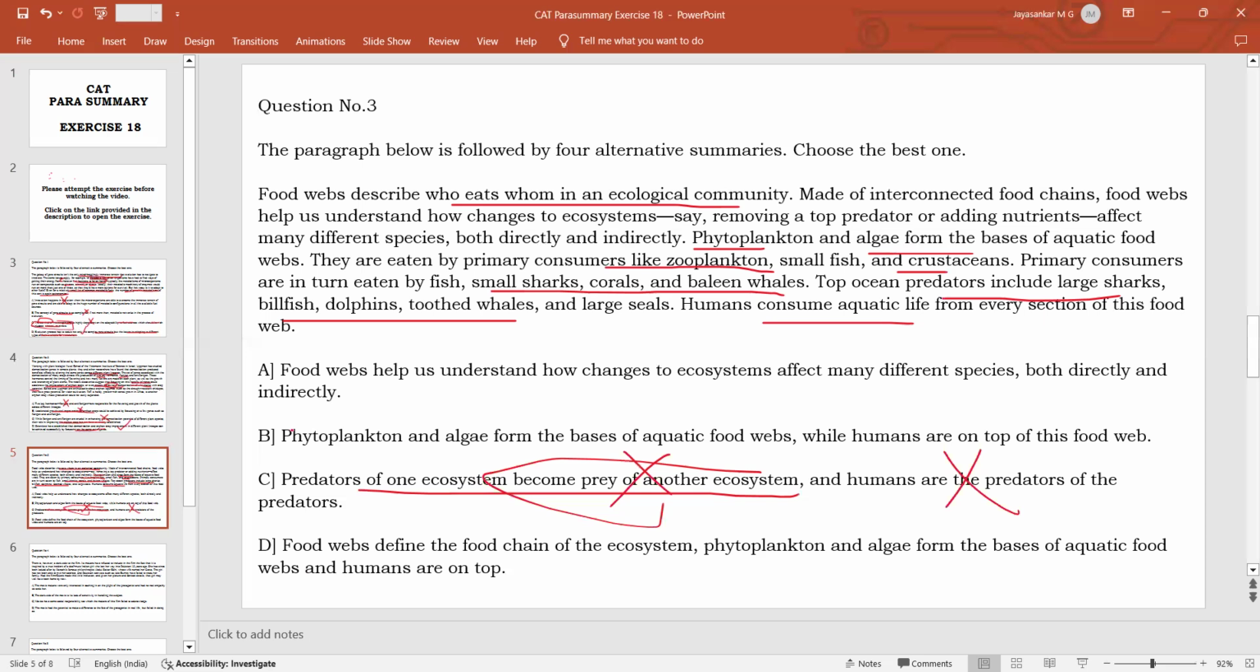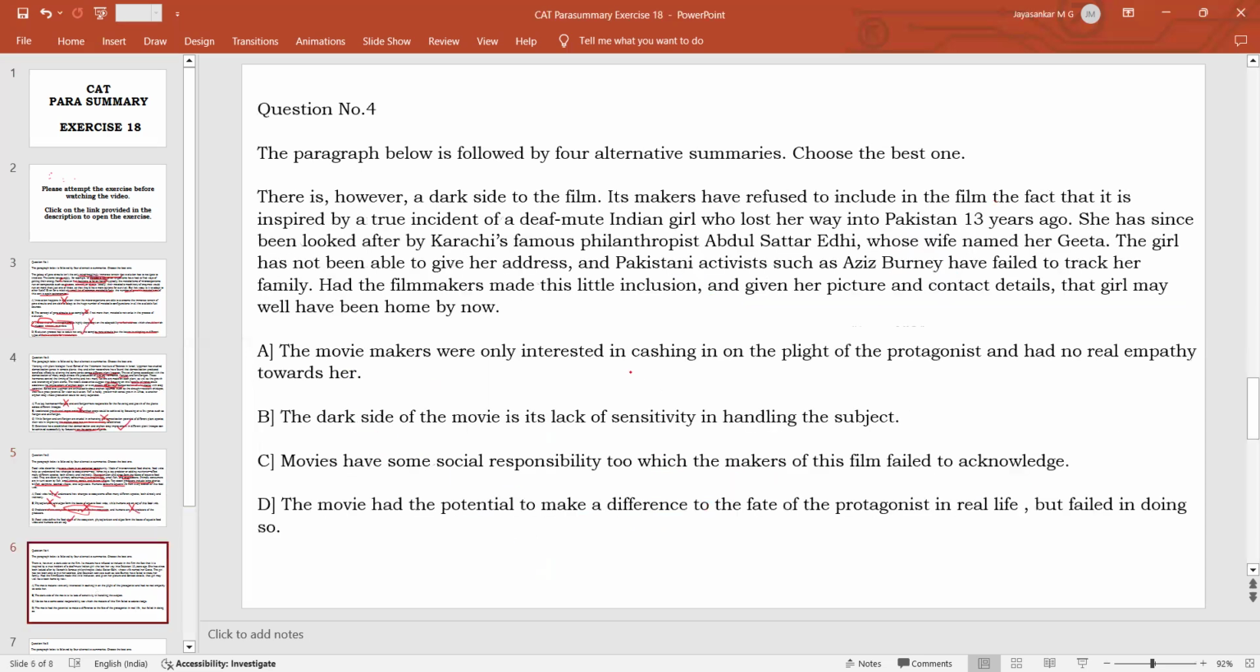So option A is only talking about the introductory part. Option B is only talking about the subsequent part. Option D is combining both by saying food webs define the food chain of the ecosystem, and phytoplankton and algae form the basis of aquatic food webs and humans. So you can say that this is the better answer, whereas these are all talking about only one aspect of the passage. This option talks about the entire passage, so that is why it's a better summary than all the other options. All right, go to the fourth one.